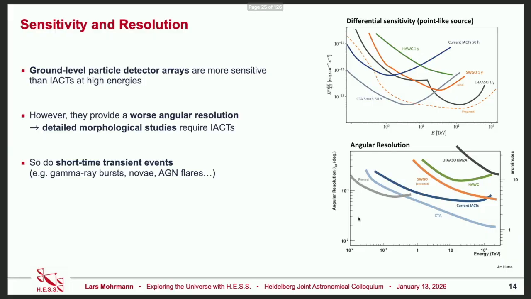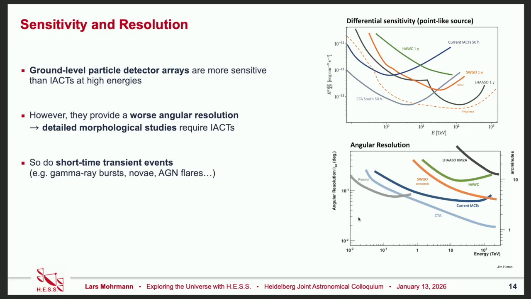Okay, now to put all of this a little bit into perspective and understand what the role of H.E.S.S. still is today, it helps to look at sensitivity and angular resolution curves, which are shown here. So the plot on the top here shows essentially the flux of gamma rays from a point-like source that's required to detect that source with 5 sigma significance in a given amount of time. And you can see the current generation IACTs, of which H.E.S.S. is one, in dark blue here. CTAO will be, well, about an order of magnitude better, and is down here. And then you have the ground level particle detector arrays like HAWC, SWGO and LHAASO. And you can see that those achieve better sensitivities at the highest energies. So say above 10 TeV or so roughly, they surpass the Cherenkov telescopes.